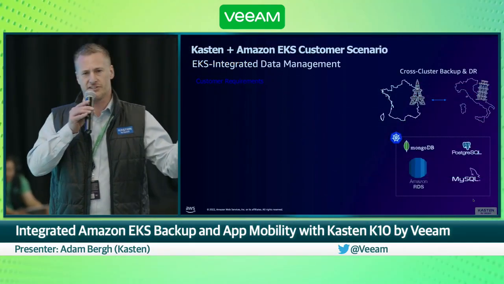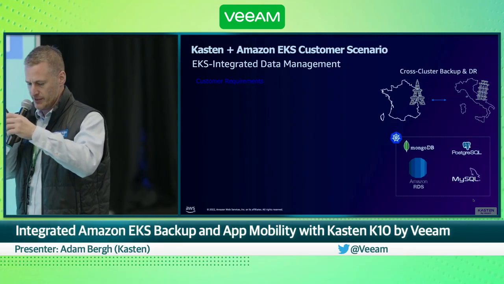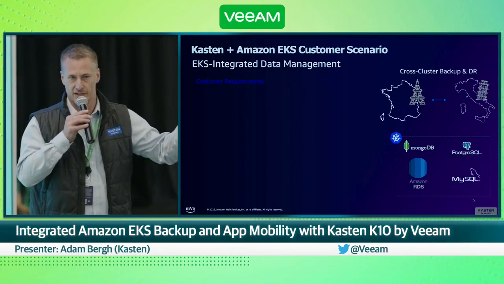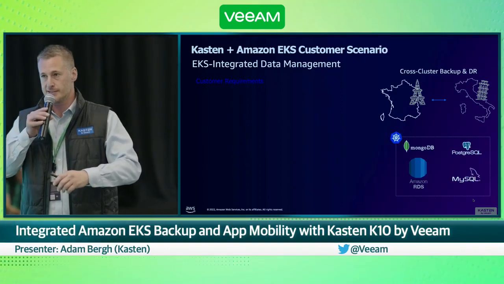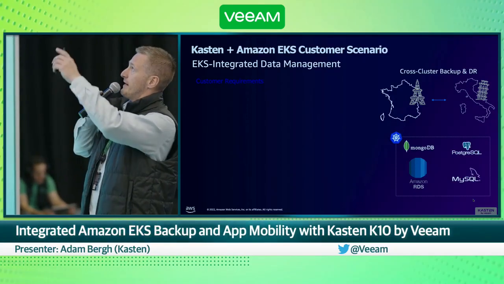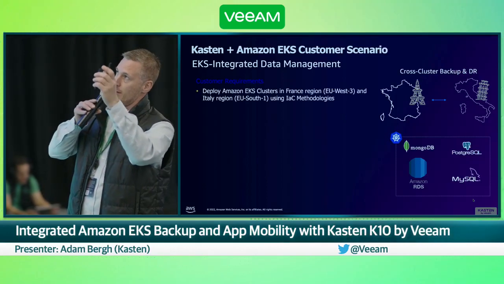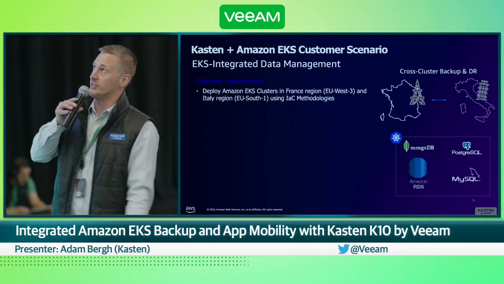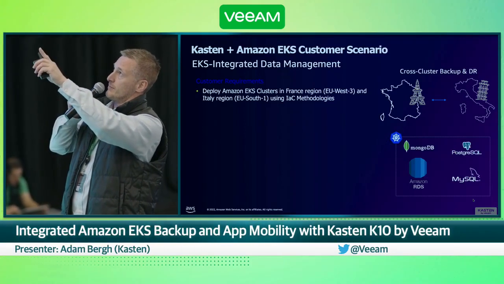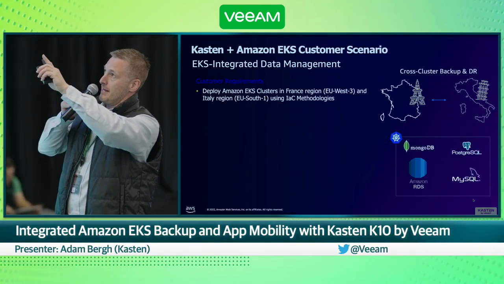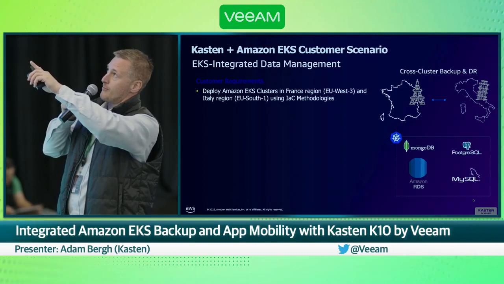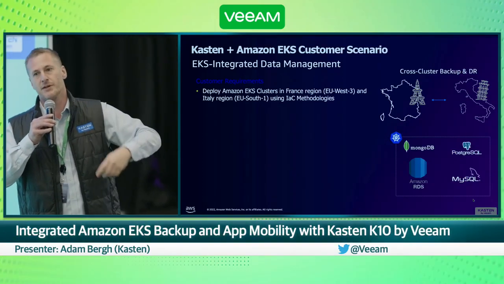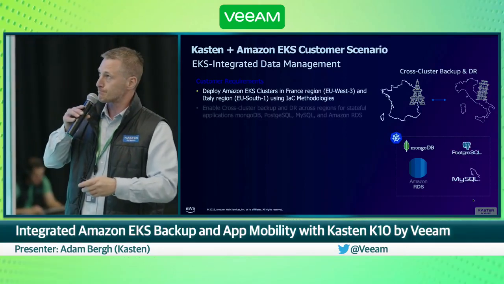I want to take you through a customer scenario that we were working with recently, a customer that was struggling with a lot of really complex challenges with AWS and their Kubernetes. This particular customer is based over in the EU, so here are some of their requirements. They're deploying Amazon EKS clusters in multiple regions. In this particular case, one in France in EU West 3, and another EKS cluster in EU South. And they wanted to use infrastructure as code methodology for repeatable deployments, right? So that was one of the requirements.